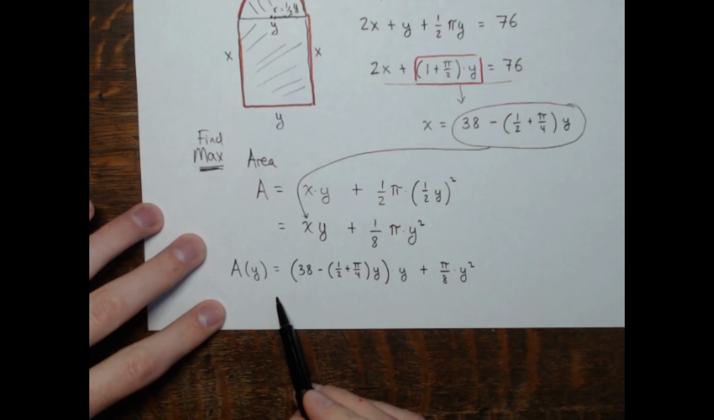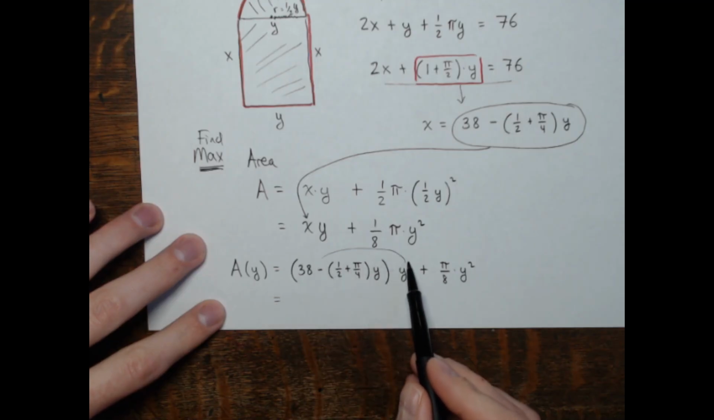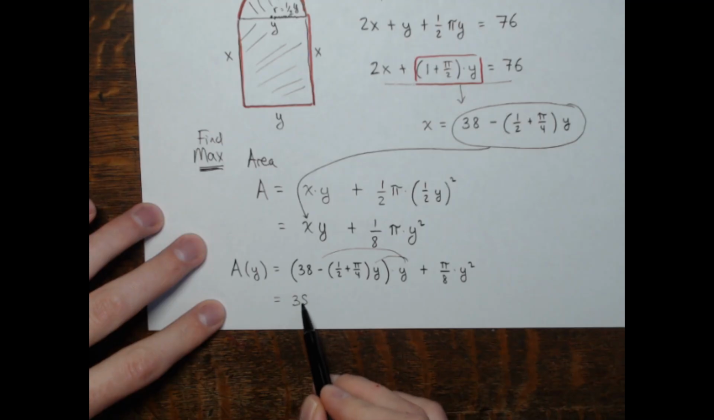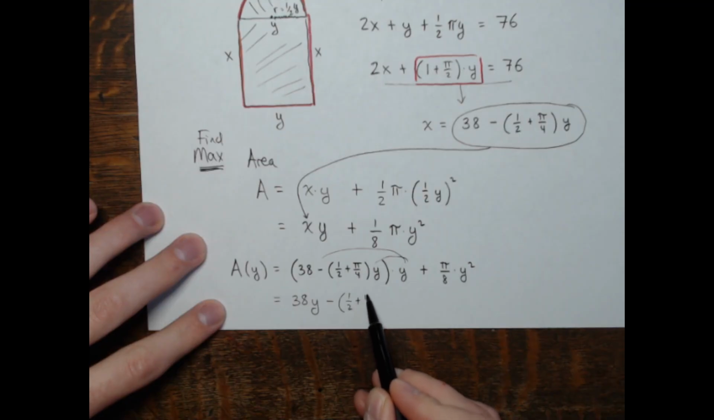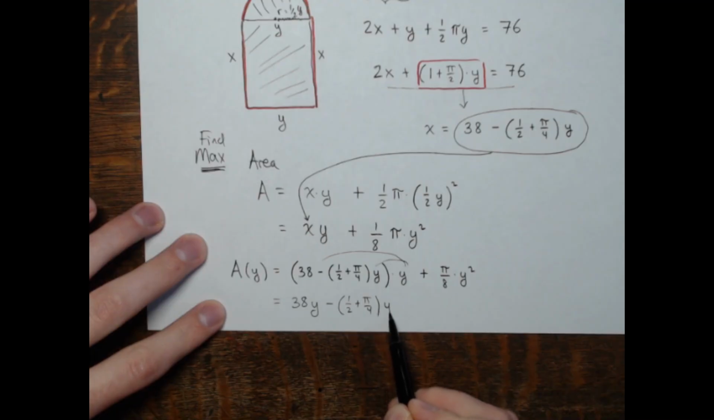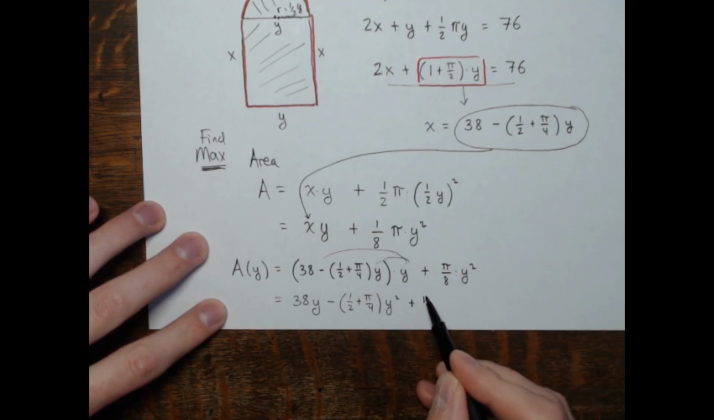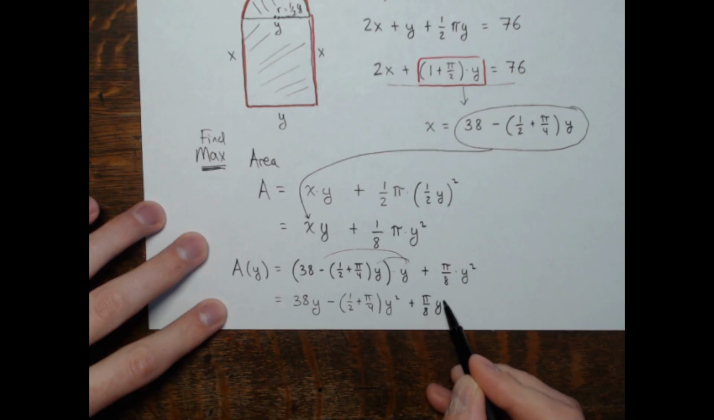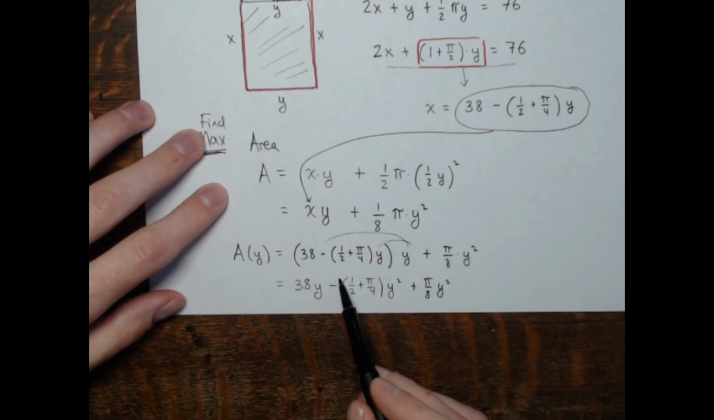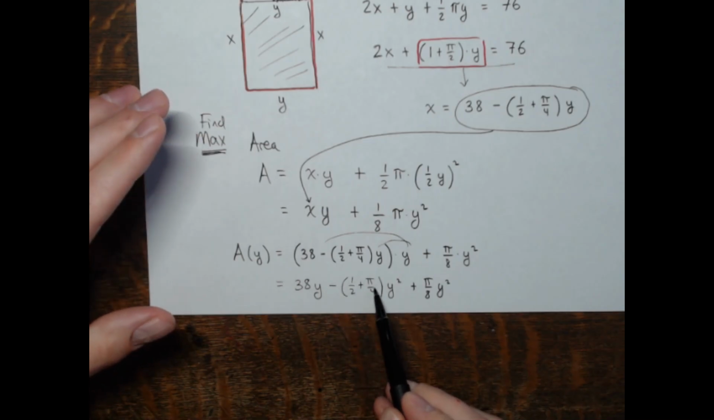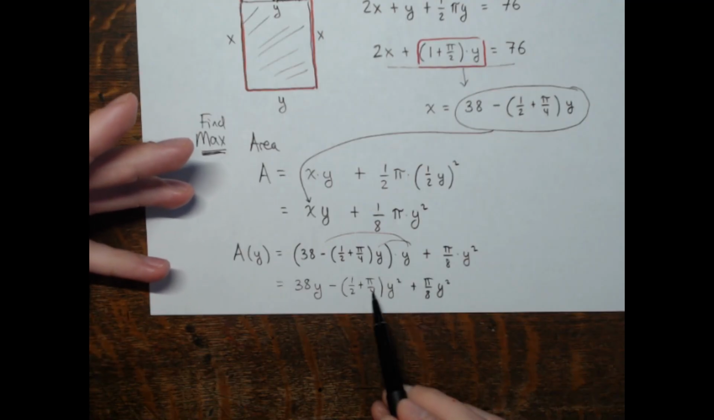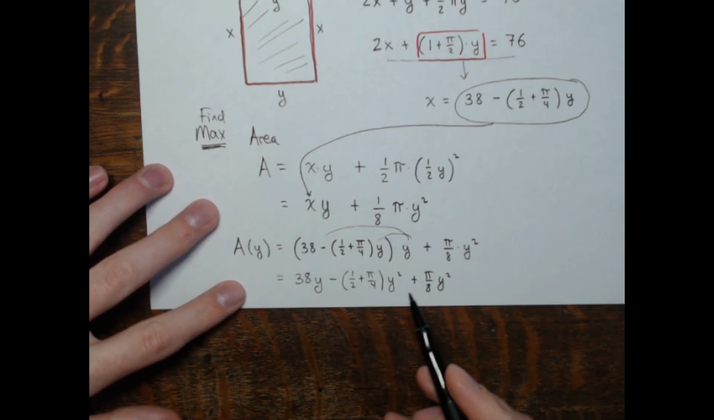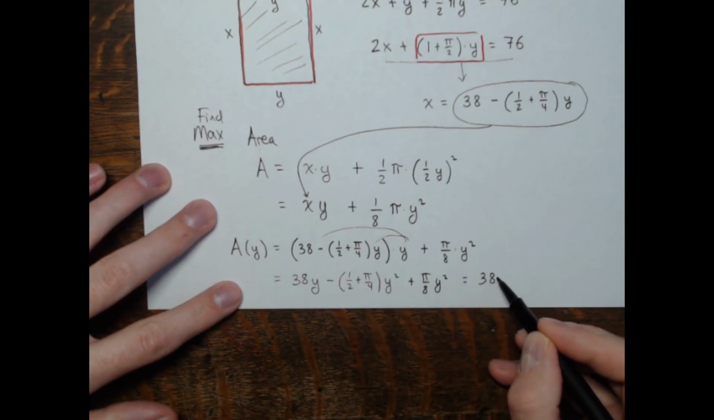Maybe I should just do it. Again, if I multiply this out, you got 38y, then minus this, half plus pi over 4 times y squared, but then plus another pi over 8 y squared. And this is really minus half pi squared, y squared minus pi over 4, which would be minus 2 pi over 8. But then plus pi over 8 would turn this into plus pi over 8. You got 38y.